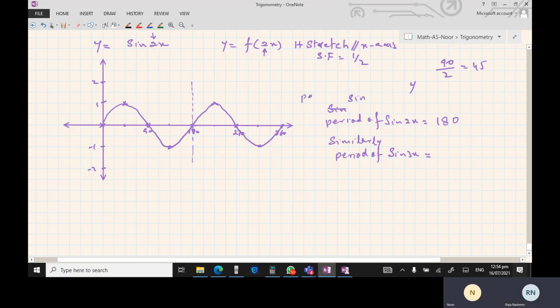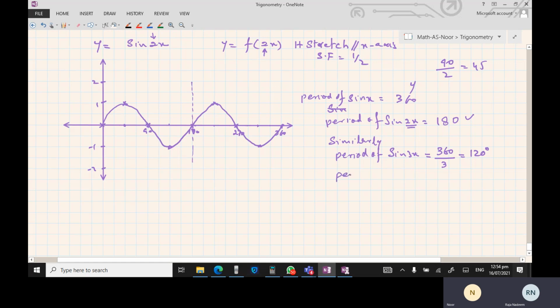Okay, the period of sine x was 360. When it was 2x, we divide 360 by 2 to get 180. When it is 3x, then we find the period by dividing 360 by 3, we get 120. This 120 means we will get one complete cycle within an angle of 120.